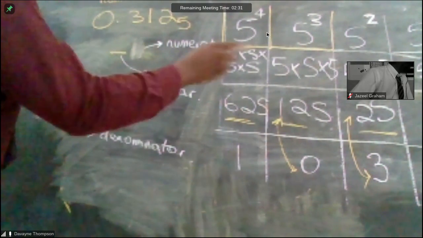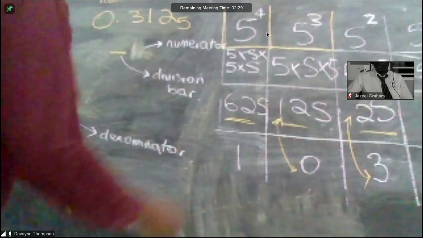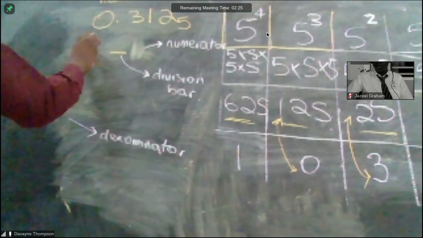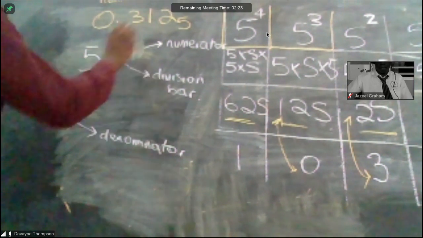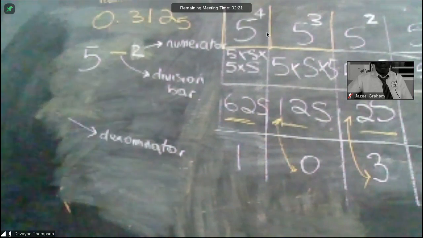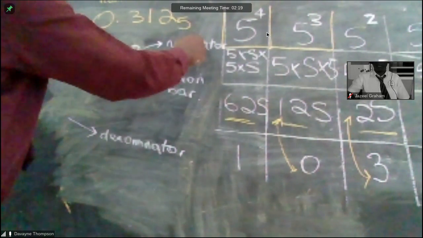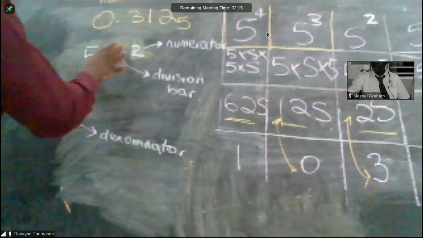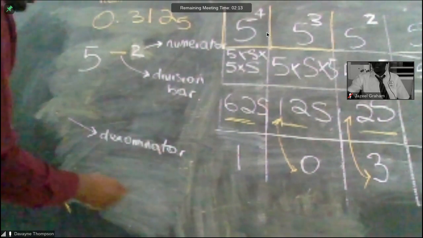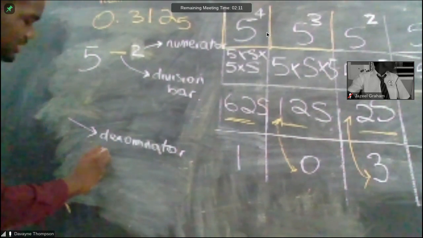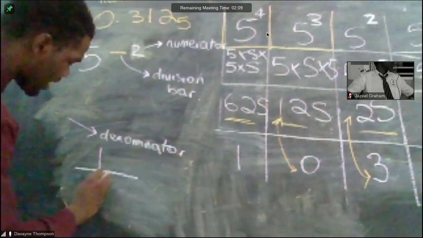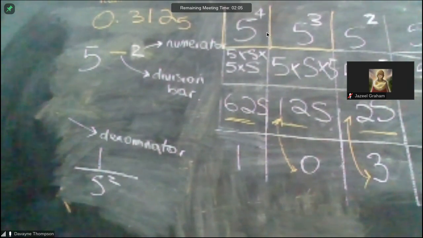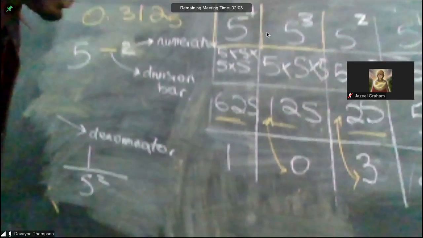So, let's go back to this example now. This was just to help you understand what we're doing. If we have 5 to the negative 2, yes, the numerator is going to be 2, but we're going to keep it onto this value. So here's what we're going to do. We're going to say 1 divided by 5 to the power of 2. So you're going to keep them together.